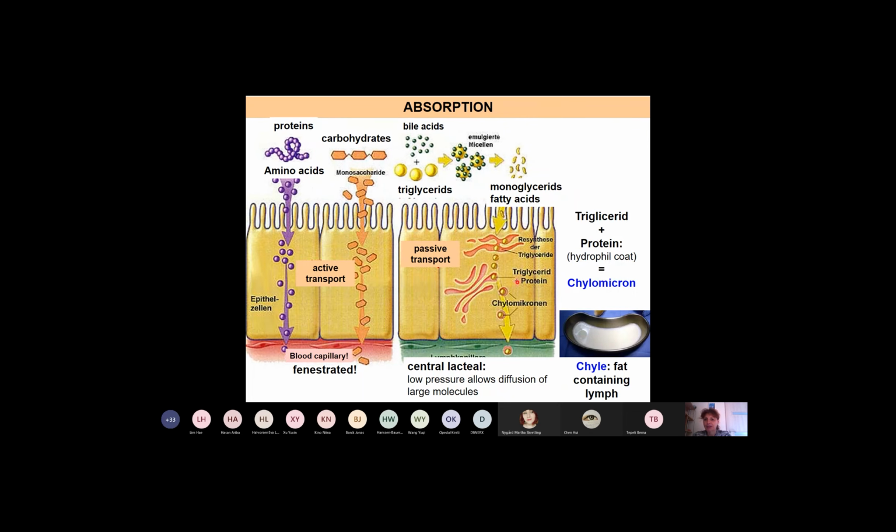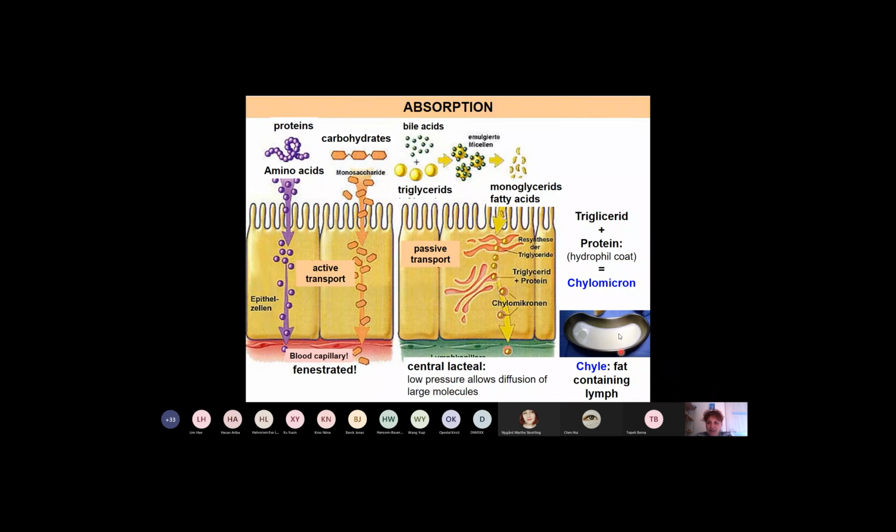And as you can see in the picture, from the monoglycerides, at first, again, triglycerides will be formed inside of the cell, and the triglyceride molecules will be surrounded by a protein molecule, and these two together will form the so-called chylomicrons, and these chylomicrons are these small units which can then enter the central lacteal.